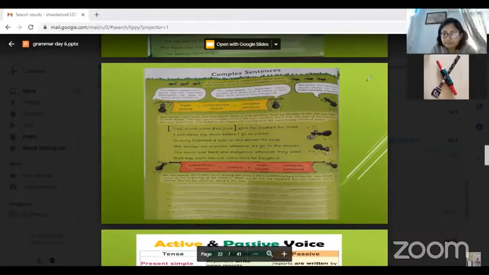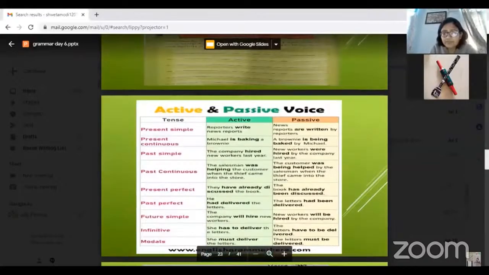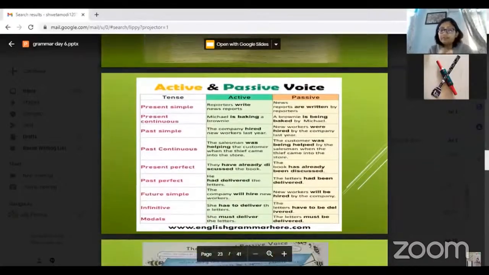Now, active and passive voice. It's very simple. You can take a screenshot and you will understand. Active means when you have subject first and passive means when you have object first. Normally, we only speak active sentences in our day-to-day life. We use passive sentences when we don't use subject.